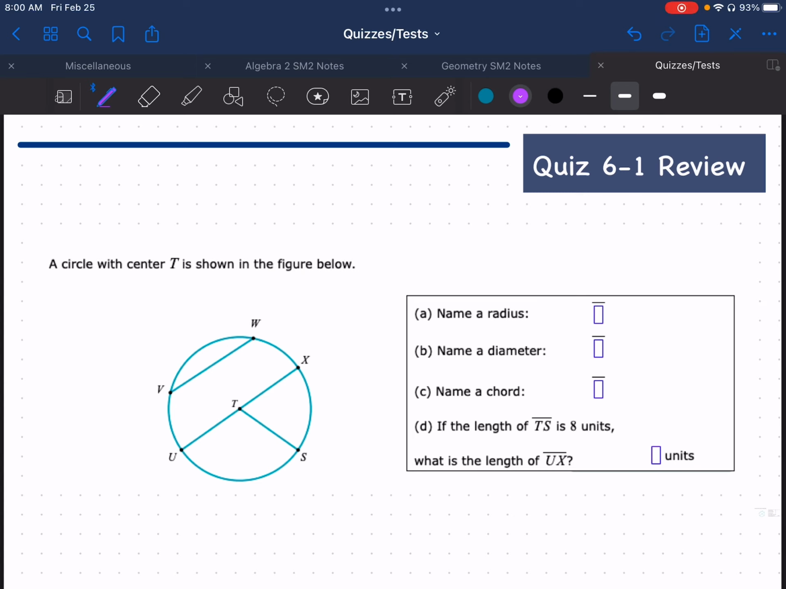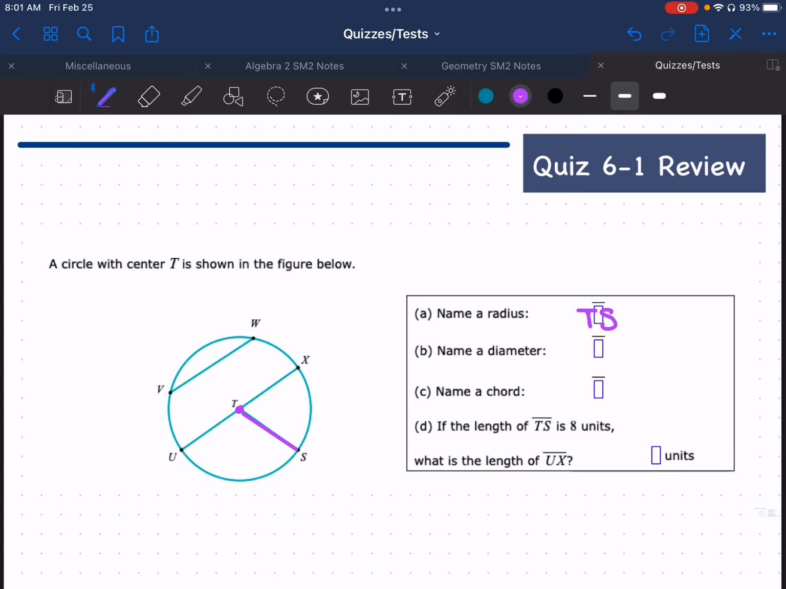The first question is asking you to name a radius. Remember that the radius must start here at the center, and then it must go to the edge of your circle. So here is a radius right there, and I'm going to go ahead and call it TS. I could also call it ST. This is also a radius, and that is also a radius. So you could have used those as well.